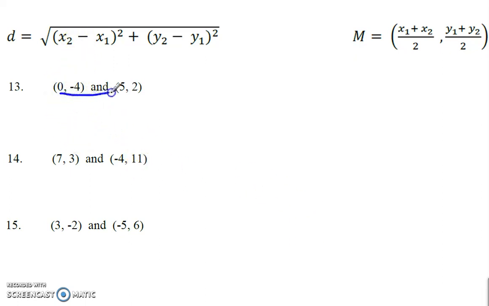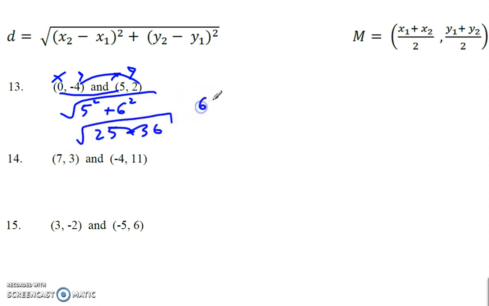The distance between these two, remember from x to x, the distance is 5. I have to square that and add that to the distance from y to y, and that is 6 squared. And then find the square root of that. So 25 plus 36, square root of that is 61. That can't be simplified, so that's my answer.